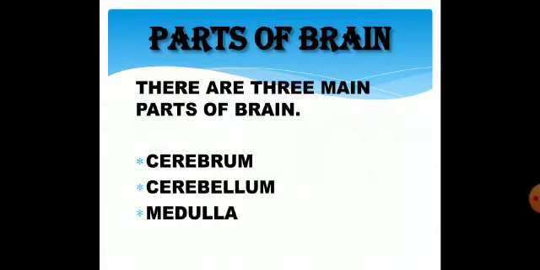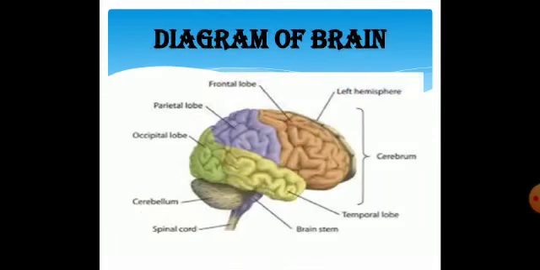Now come to the parts of brain. There are three main parts of brain: cerebrum, cerebellum, and medulla. This diagram shows the parts of brain: cerebrum, cerebellum, and medulla. And you can also see that cerebrum is divided into 4 lobes: frontal lobe, parietal lobe, occipital lobe, and temporal lobe. Medulla is also called the brain stem.